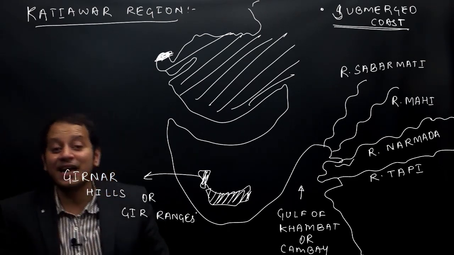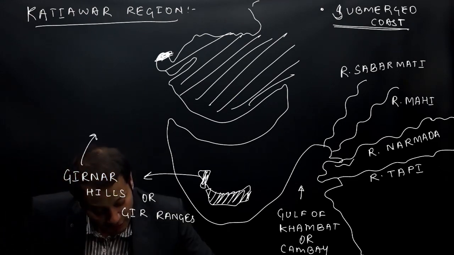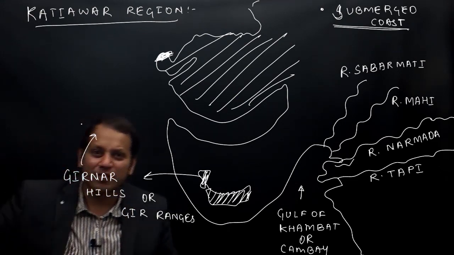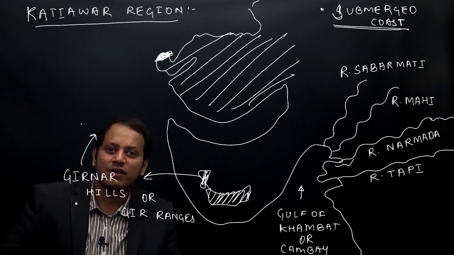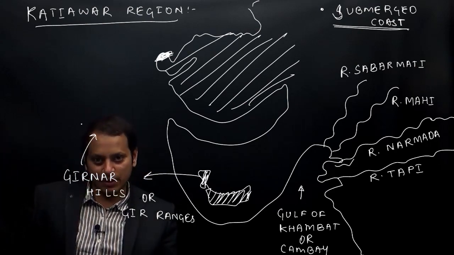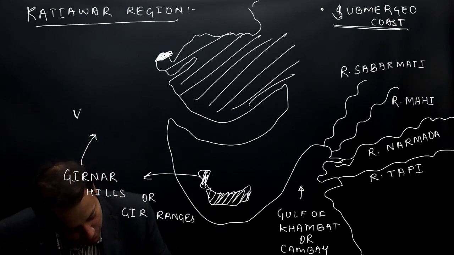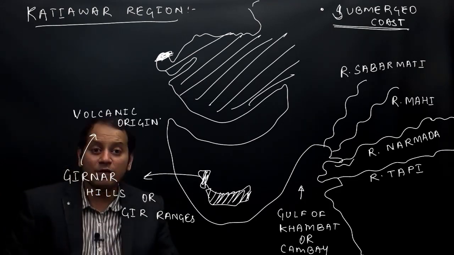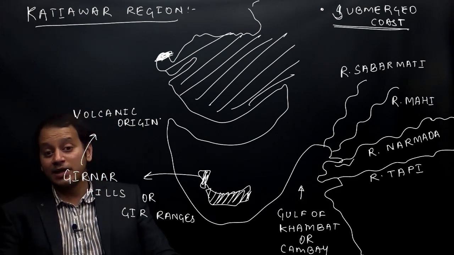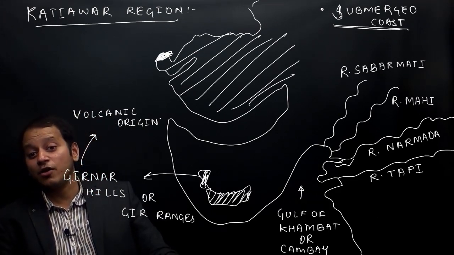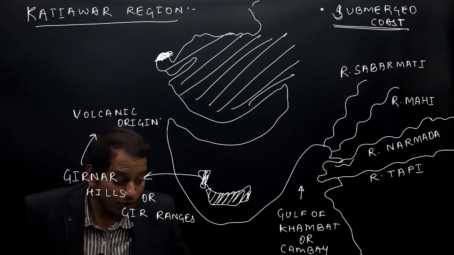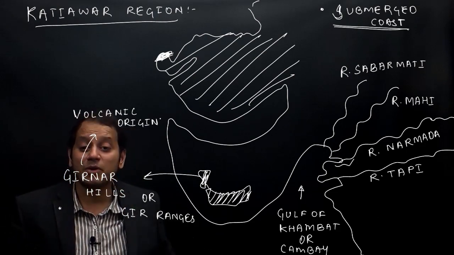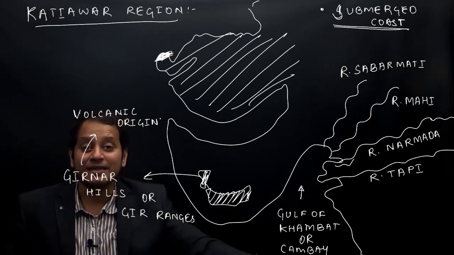Remember, the Girnar Hills or the Gir Ranges are of volcanic origin, part of, we can say, a continuation of the Deccan lava plateau. Gir Ranges or the Girnar Ranges are of volcanic origin. Now, what is famous about the Girnar Ranges? I will show that in the next slide.